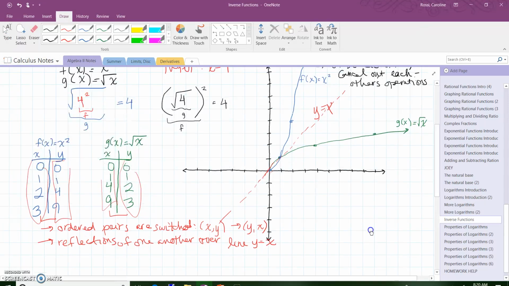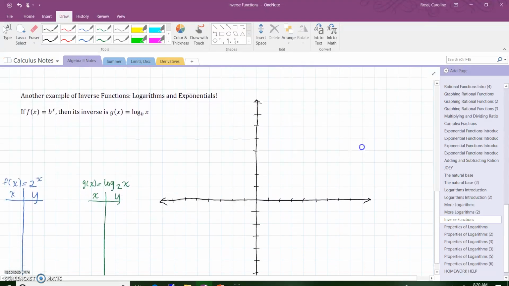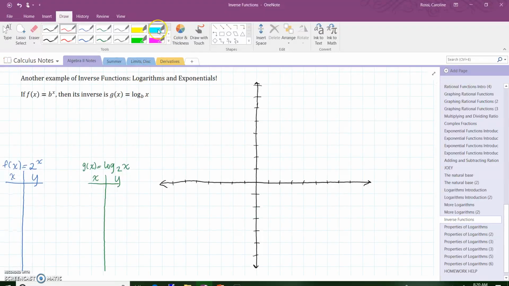And let's go ahead and apply that to logarithms and exponentials, because logarithms and exponentials are inverses of one another. And we're going to graph it and get some points here just so you can see exactly why and how they are inverses. Okay, so one thing to realize is if I have an exponential function b to the x, then its inverse will be log base b of x. So whatever the base of the exponential is, that's going to be the same base as the logarithm. If the base is not the same, they're not going to be inverses.